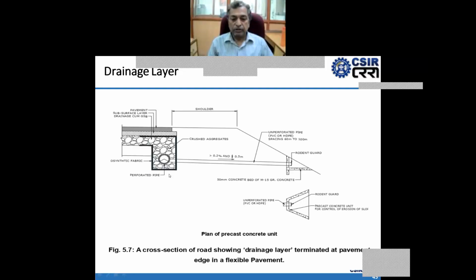This is the cross section of a road showing the drainage layer terminated at the pavement edge in a flexible pavement. This is the flexible pavement, terminated like this. This is the perforated pipe wrapped with geotextile, and water percolates in this way and comes out like this.